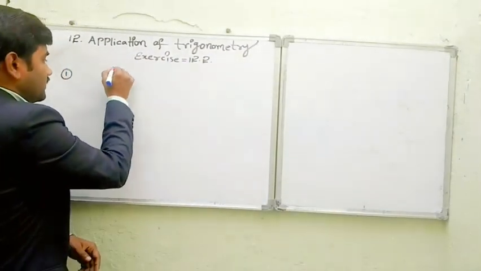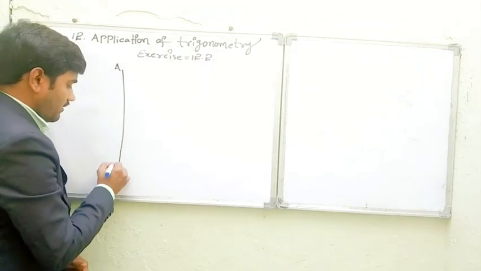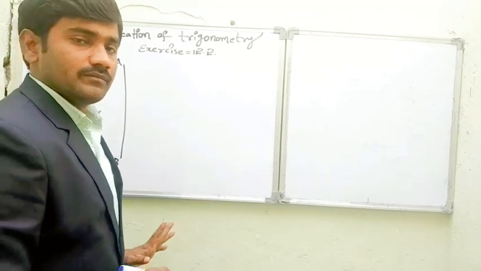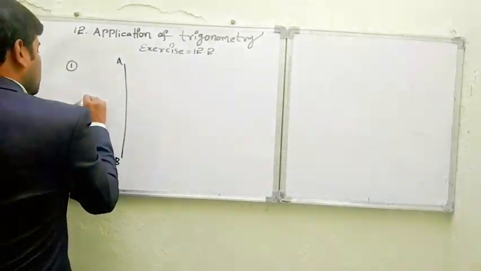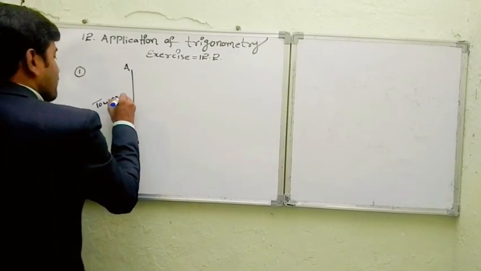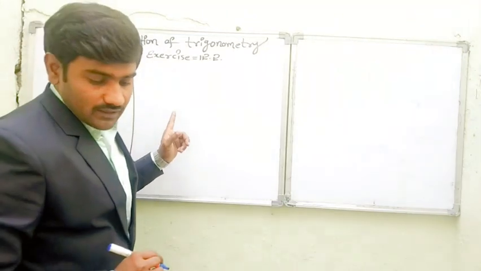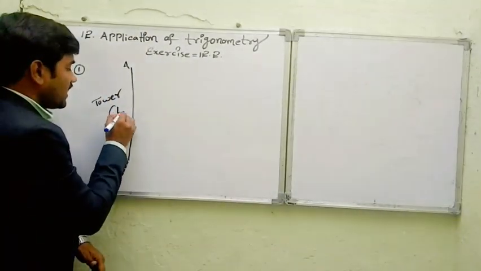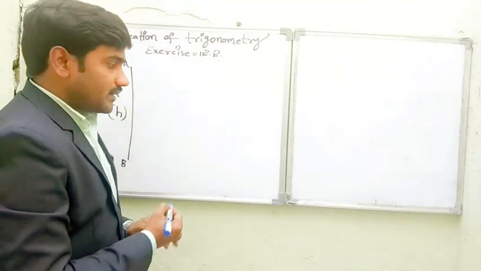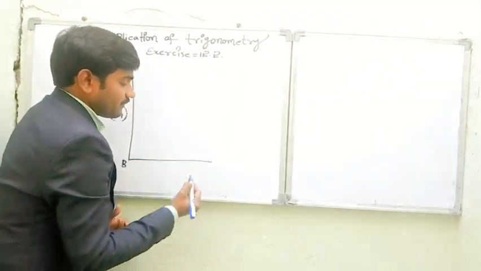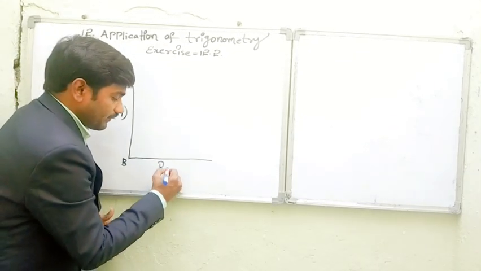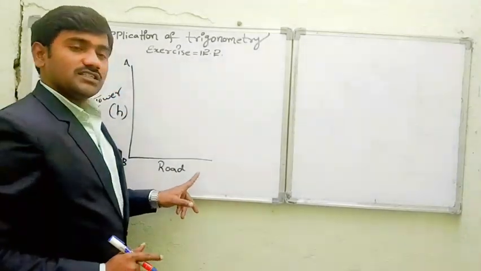Suppose here AB is the height of the tower. It's a vertical distance, no? Tower. What is the height of the tower? We need to find out this height of the tower. Let us call it H. And it is vertical. It is directly opposite to the one side of the road actually. Suppose it is a road.